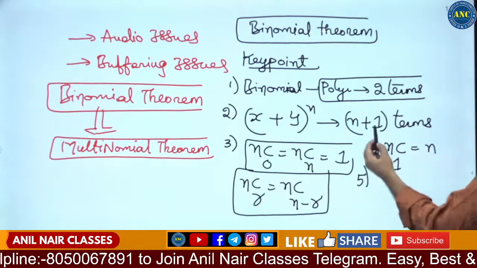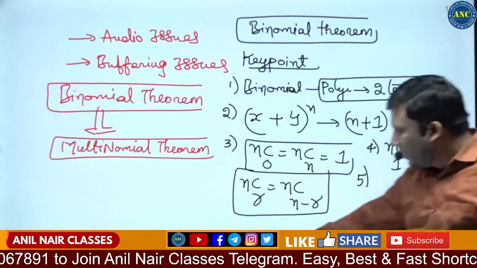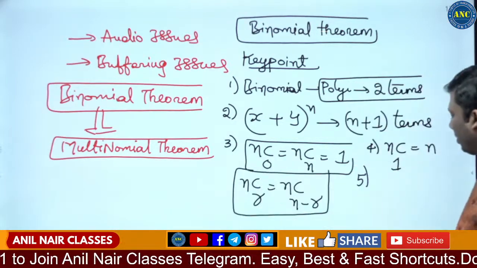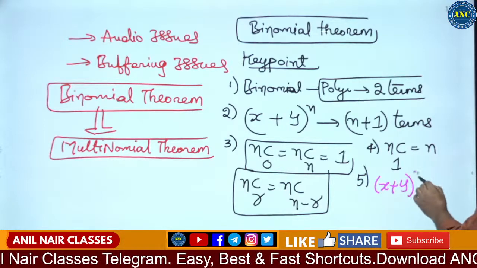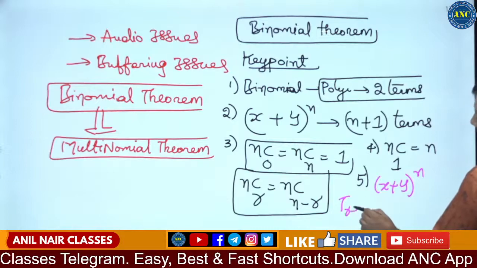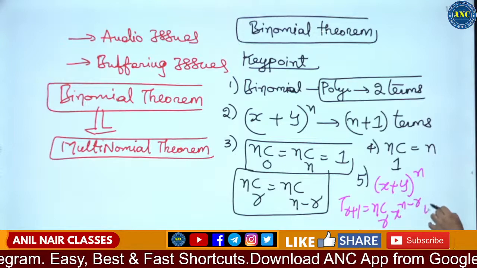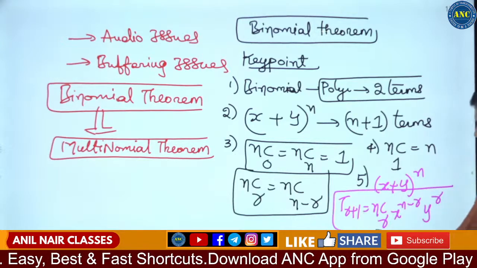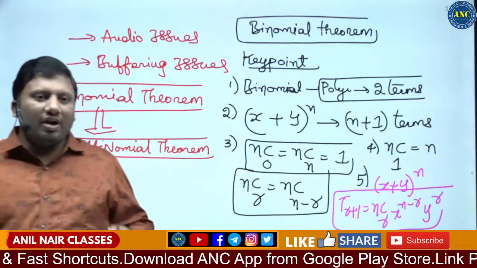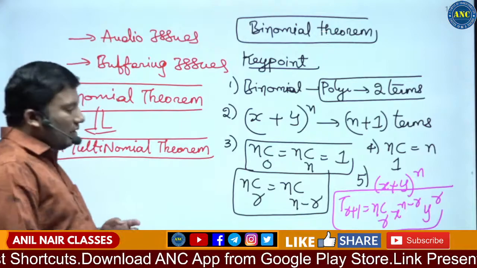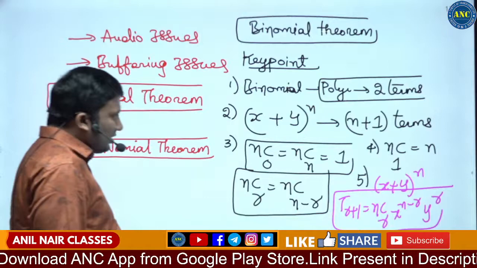Fifth important key point. Now listen carefully. In (x plus y) power n, the (r plus 1)th term, T(r+1), is given by nCr x power (n minus r) y power r. We have also seen the proof. The degree of x will keep on decreasing and the degree of y will keep on increasing. So T(r+1) equivalent to nCr x power (n minus r) y power r.